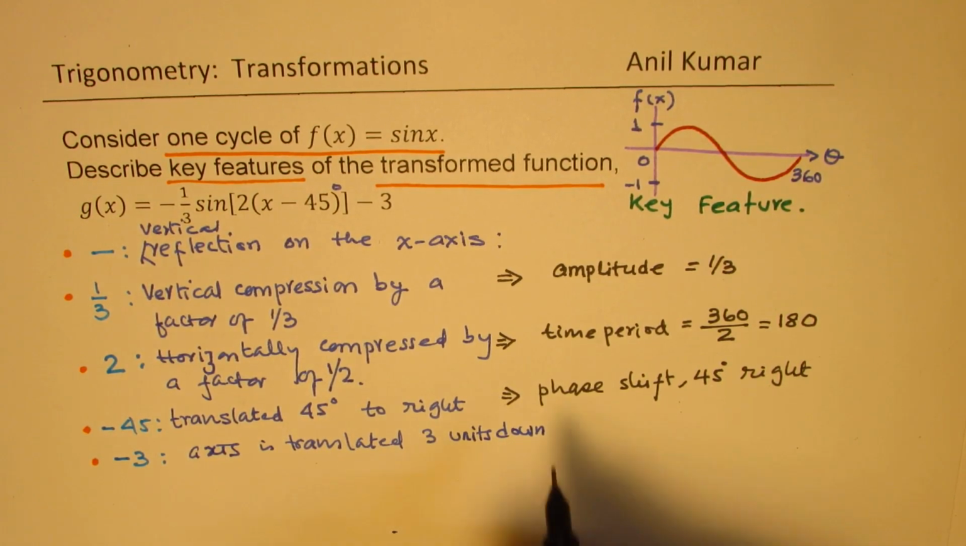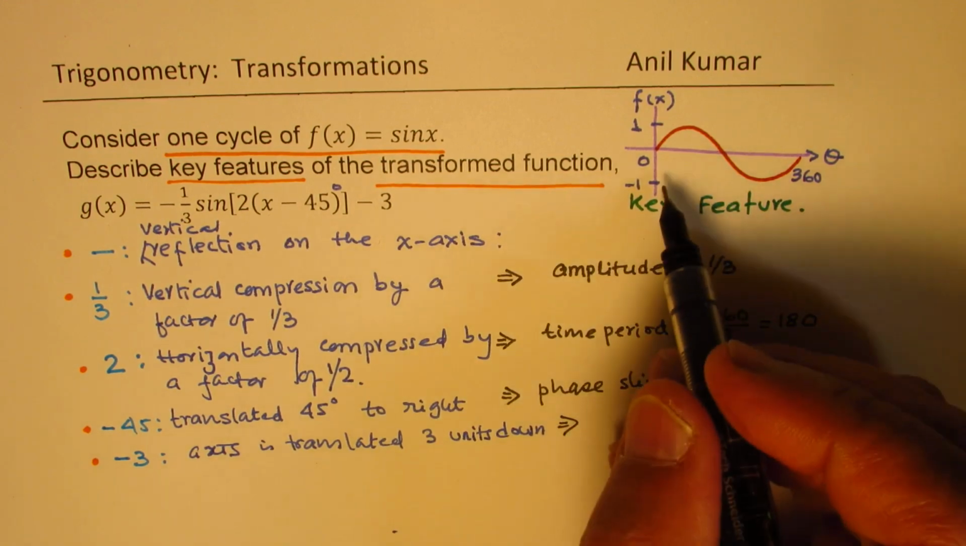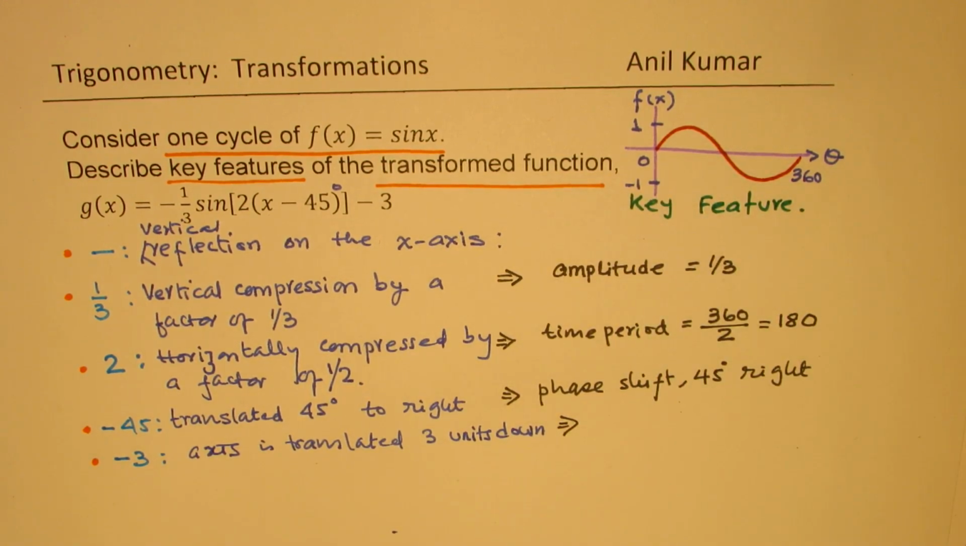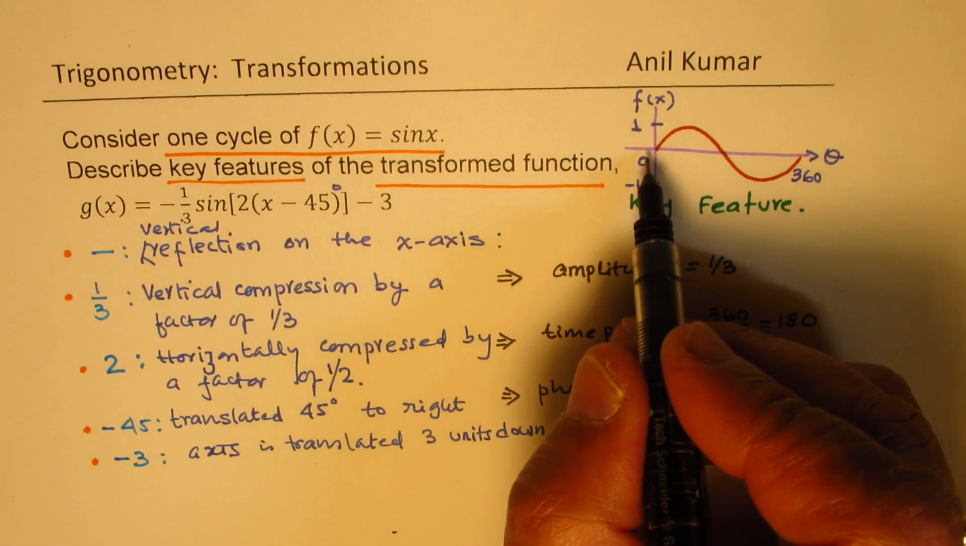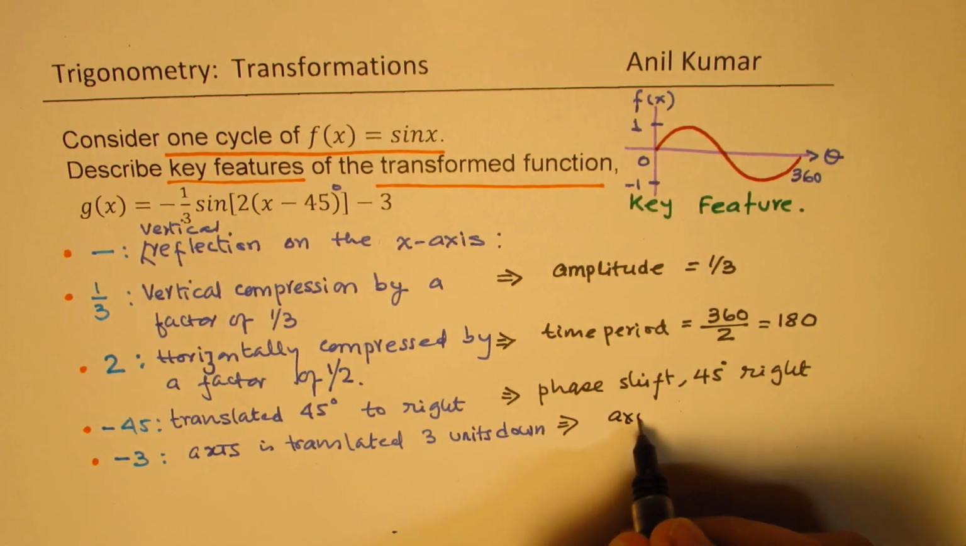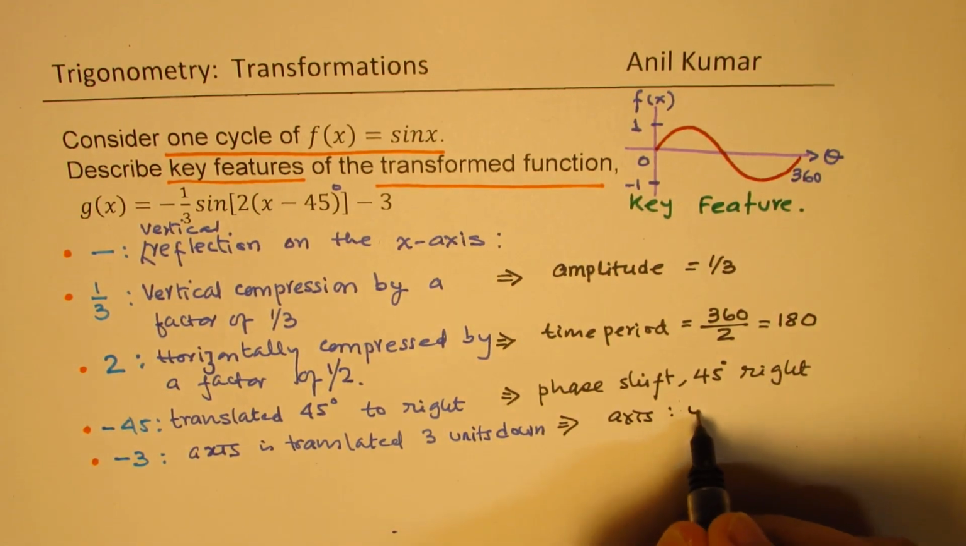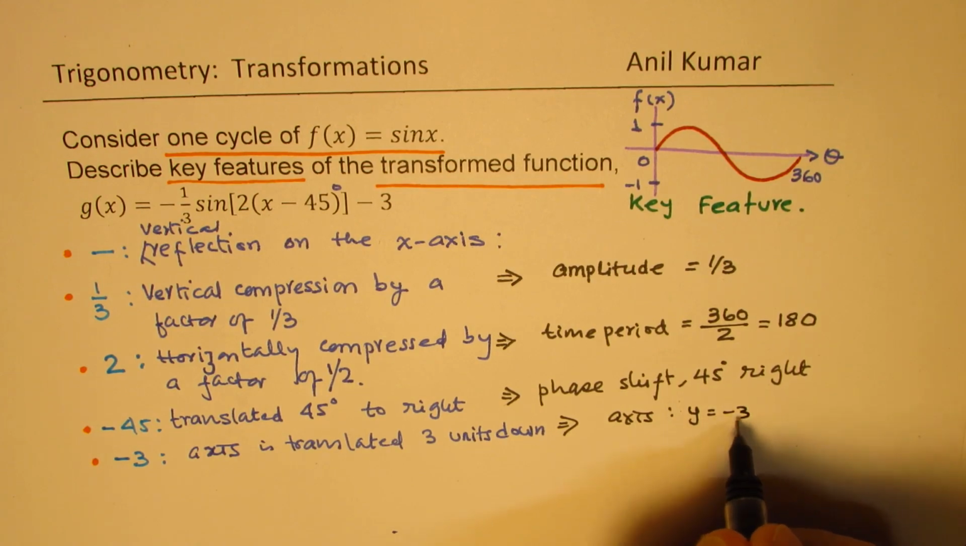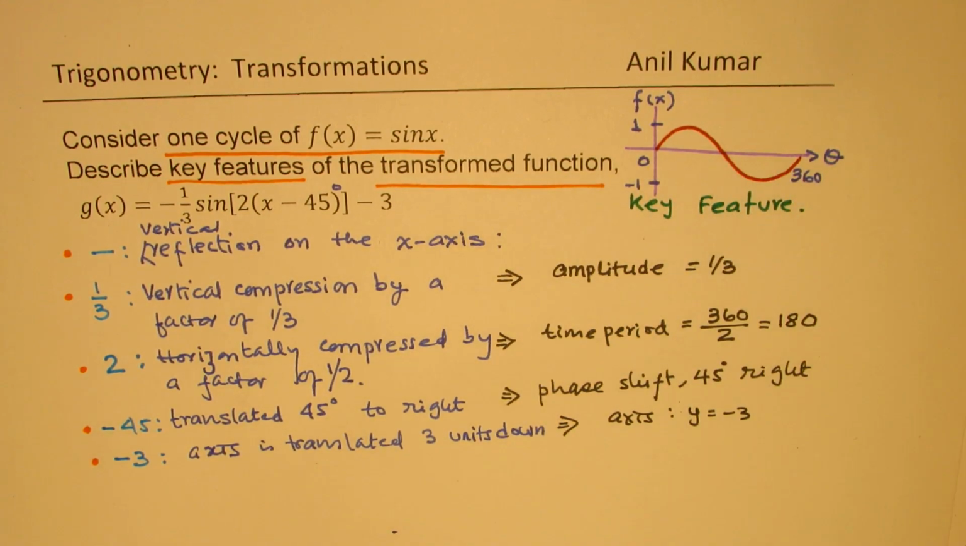Now, what will that imply? When the axis moves 3 units down, then normally the axis will be at which new position? So the axis will now be at y equals minus 3, not y equals 0. So these are the major changes in the transformed function. Now these changes will also affect domain and range, right? So the other two effects which we have to work out are domain and range.